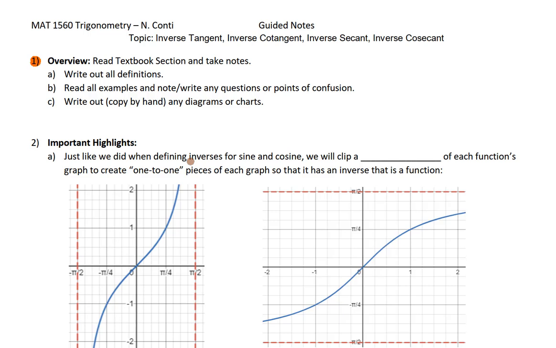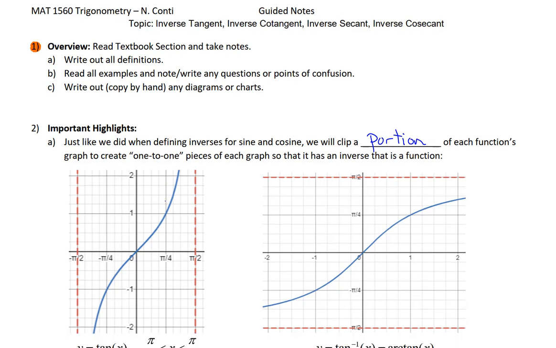Just like we did when defining inverses for sine and cosine, which were previous topics, we will clip a portion of each function's graph to create one-to-one pieces of each graph so that it has an inverse that is a function. To recall from algebra, a graph that passes the horizontal line test has an inverse that is a function. Well, trig functions, being periodic, do not pass the horizontal line test unless we clip and use only a portion of them, which we'll be doing here.